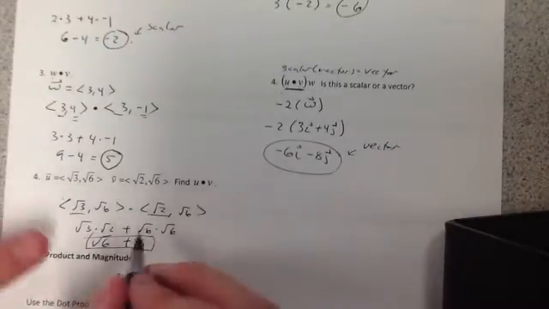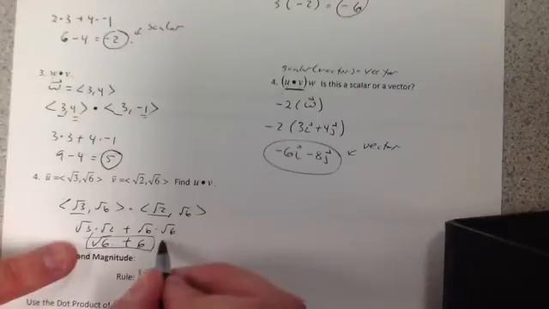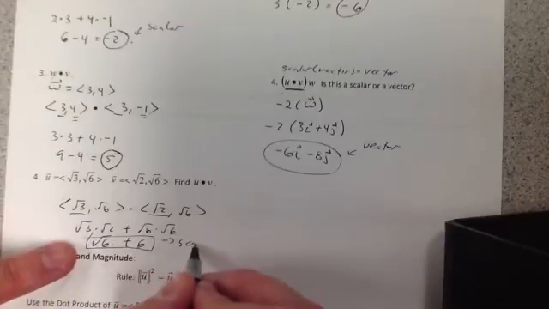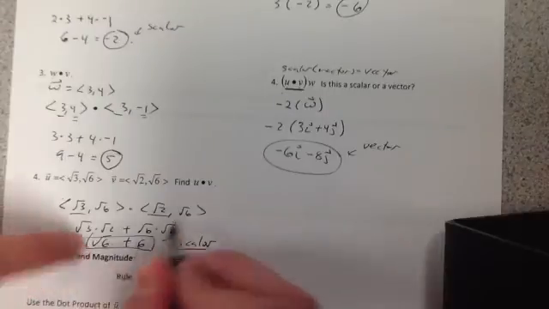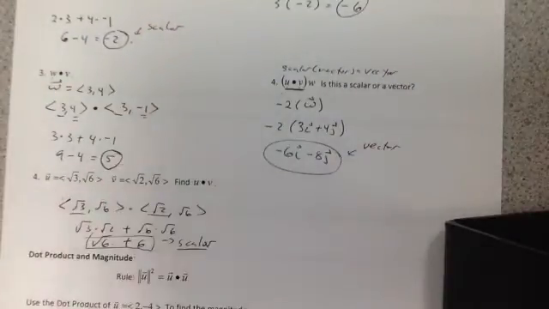By the way, be very careful. Scalar or vector? It's a scalar. It's a scalar. That is a number. There's no i, there's no j. It's just a scalar. It's a number.